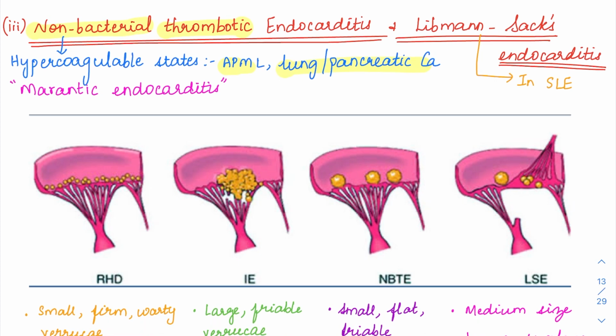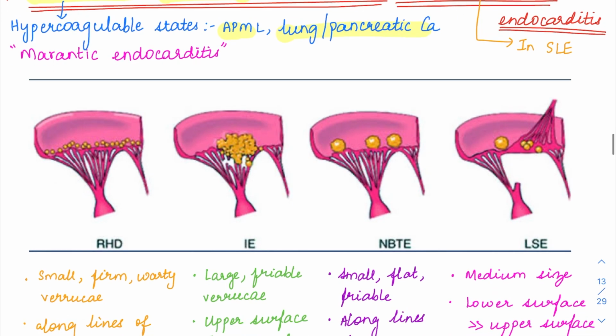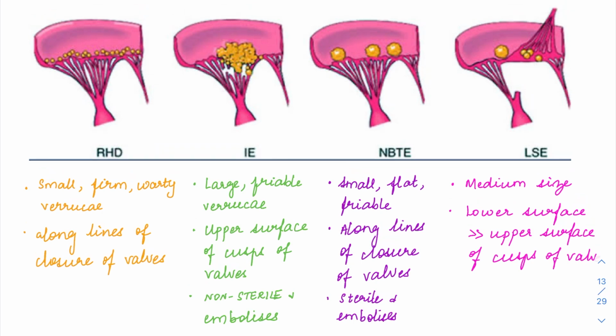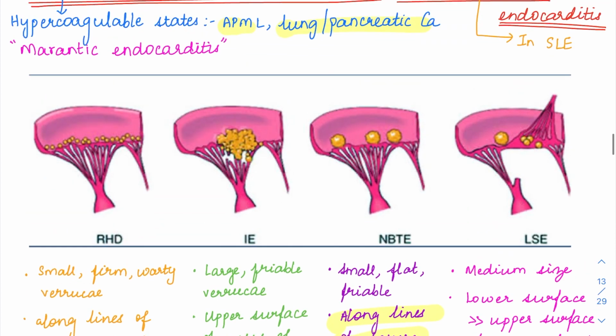This is also called marantic endocarditis. The classical location of non-bacterial thrombotic endocarditis will again be along the lines of closure of the valves, like that of an RHD. But here, since the name suggests thrombus, this thrombus is also going to be fragile like in infective endocarditis, and it can also embolize. This is a very important feature. So how will you differentiate it from infective endocarditis? Here it is going to be sterile, and present along the lines of closure of the valves.